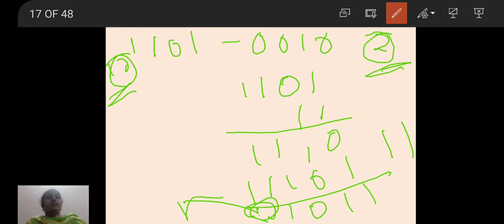Yes, it is standard. So in this way we subtract one number from the other number in the binary system with the help of the 2's complement method. So I would like to explain one more example. See here, decimal number 5 minus 3. How much are we getting? 2.